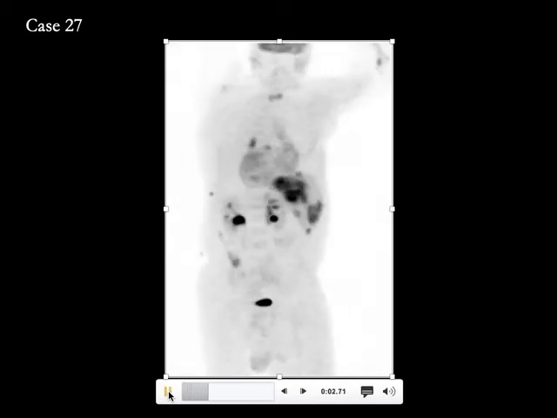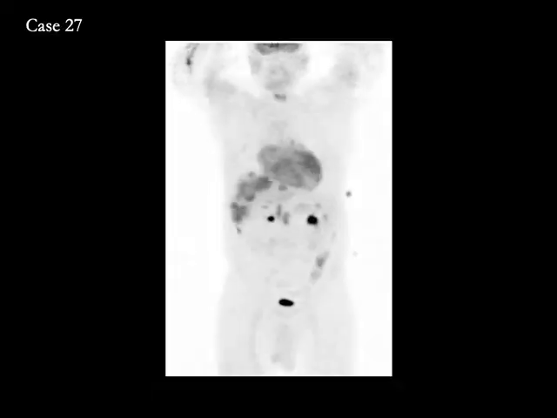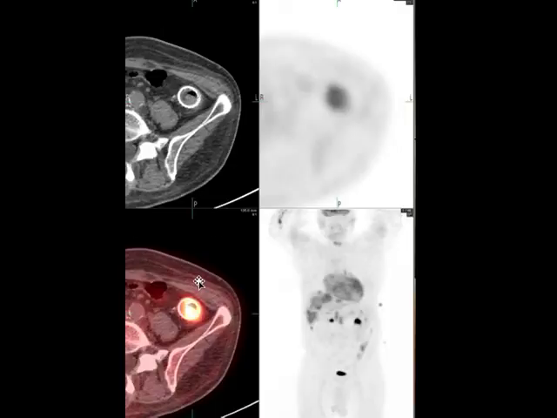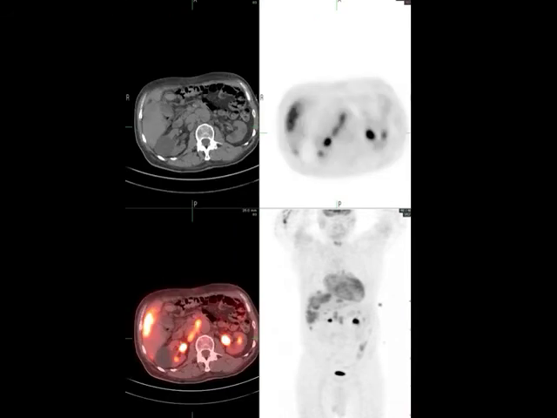Case number 27, a patient with metastatic colon cancer. We see multiple foci in the liver. So the primary is seen here in the descending colon. There is a stent which is seen right here. The tumor is growing through the stent into the lumen. It is hypermetabolic. There is evidence of subcarinal and chest lymphadenopathy. Upper abdominal hypermetabolic lymphadenopathy, and evidence of liver metastases.